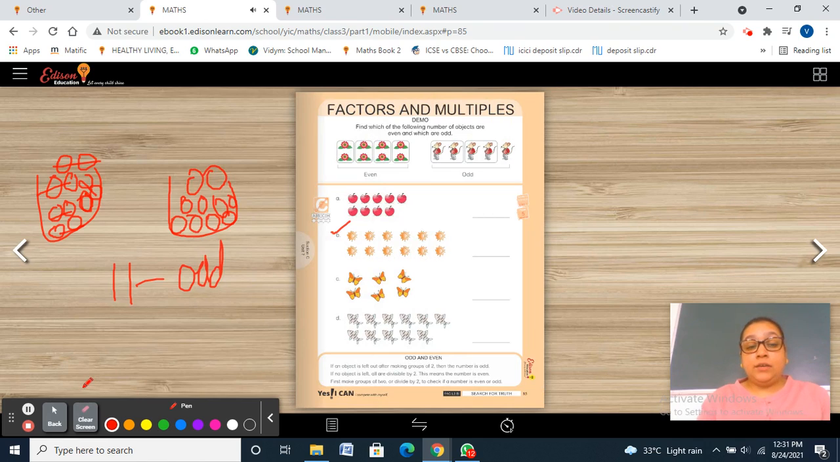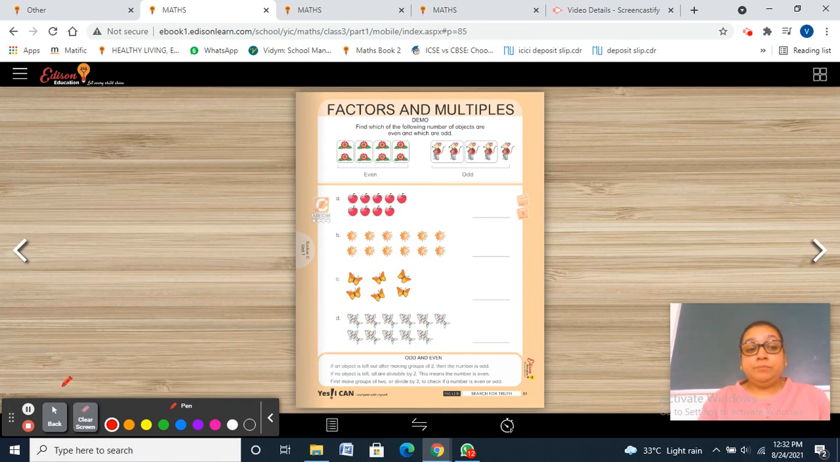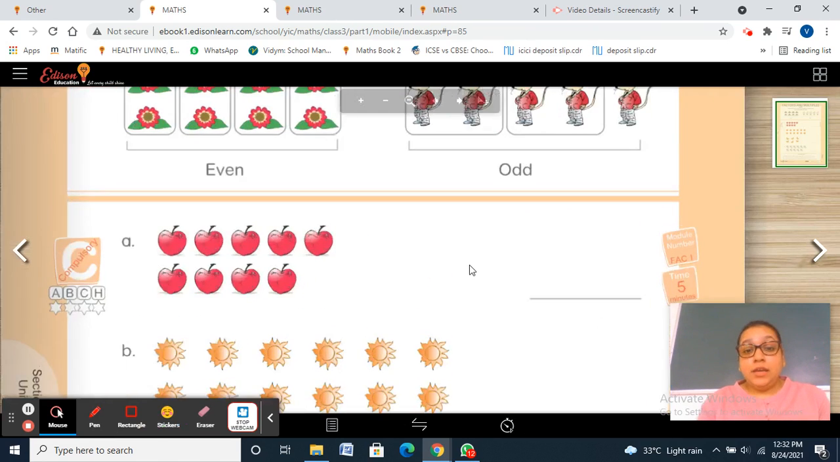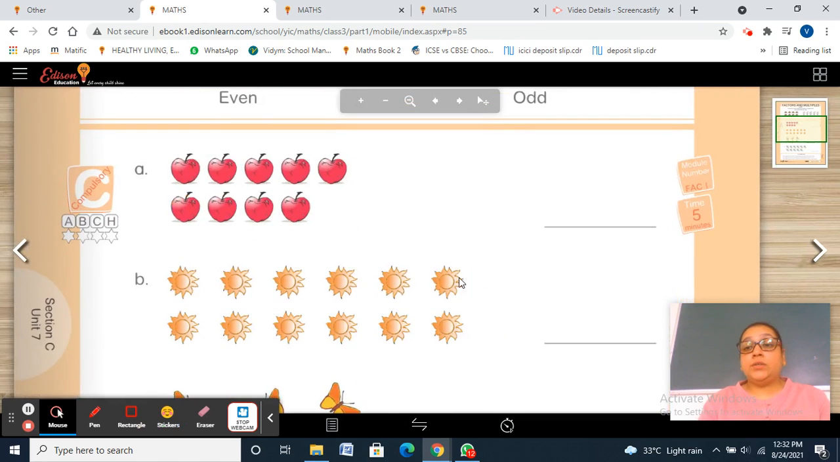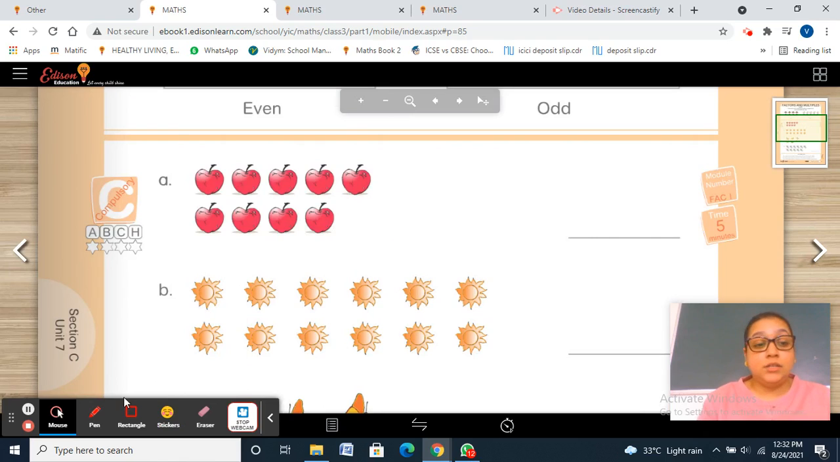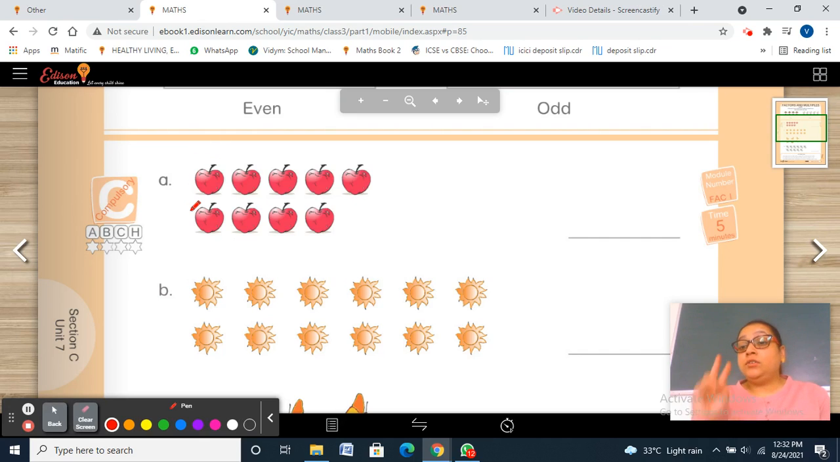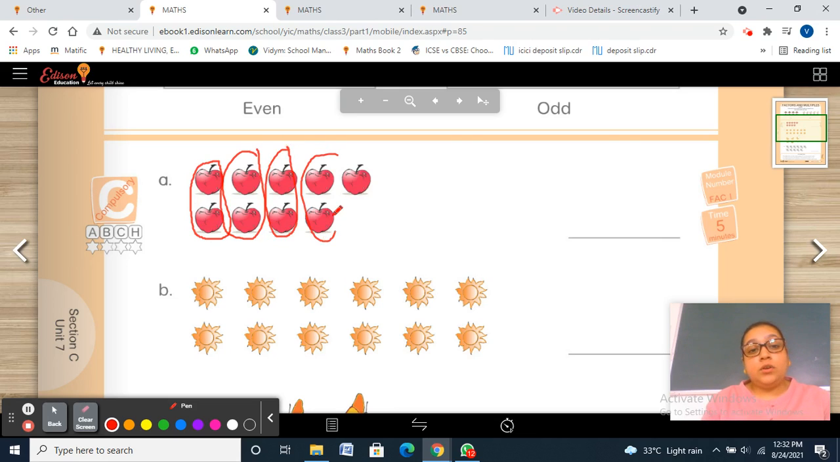And when you will not get remainder as a zero, then it will be an odd number. See here on page number 85, we are going to start with module 1 of factors. Now you have to divide these apples by 2, or you can say divide these apples in groups of 2. So see, 2 in one group, 2 in one group, 2 in one group, 2 in one group. So 1 is left. So this is odd.